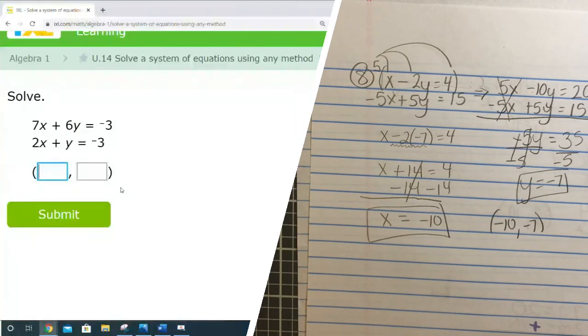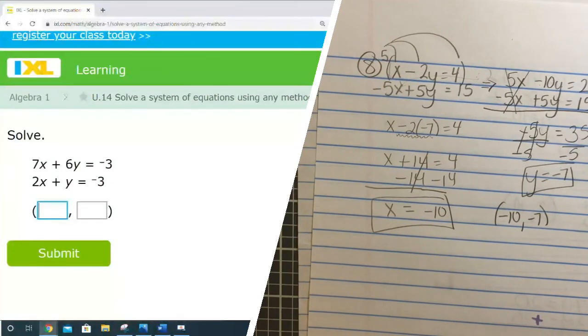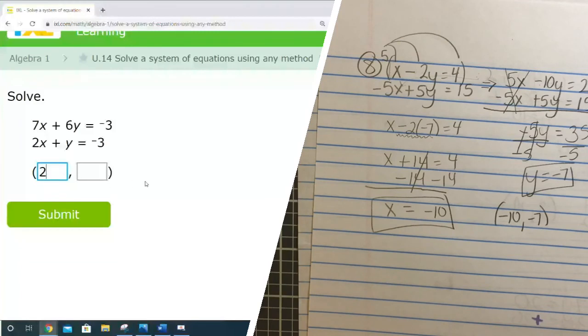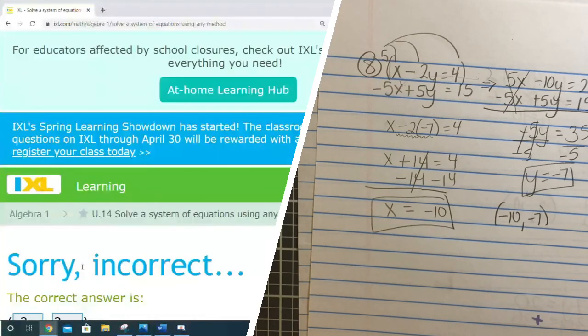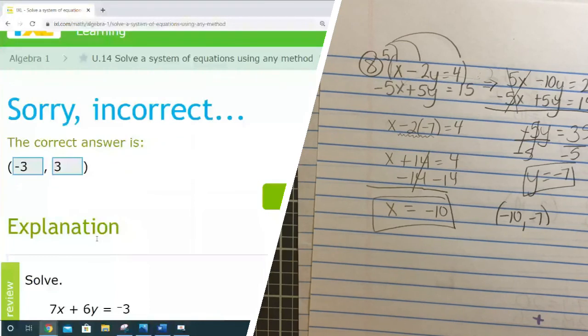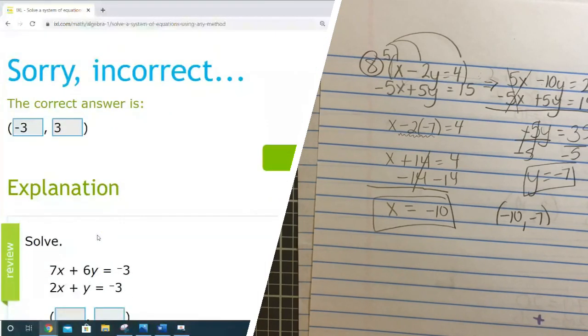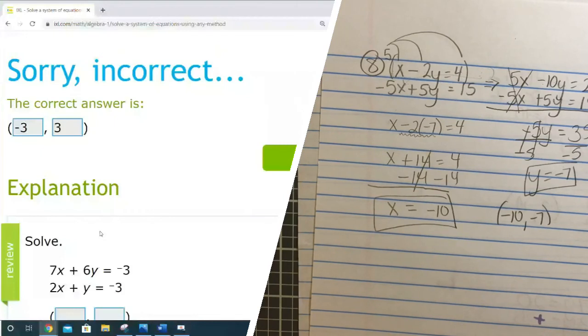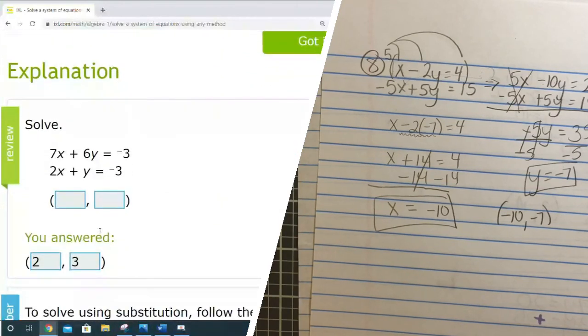Again, if you're having trouble with these, if you get this wrong, so say we type in just a couple of numbers here and get it wrong, it says, sorry, incorrect, okay? It says this is the correct answer. We're actually kind of close, so I just guessed. But then it says explanation. Please make sure you're looking at this. This is not here just for the fun of it, okay? It's here to help you, okay? So it says you answered this.